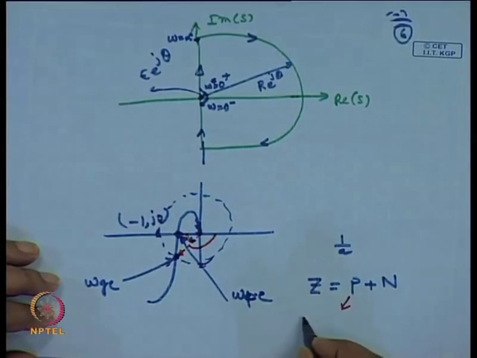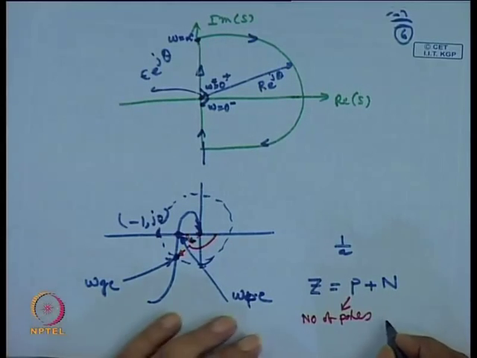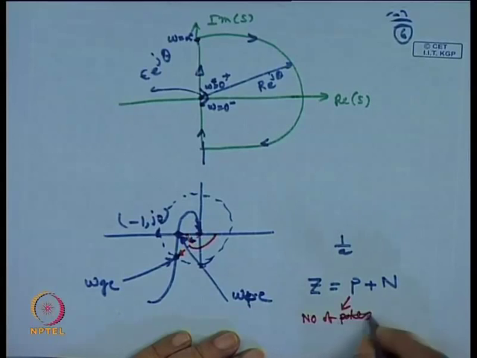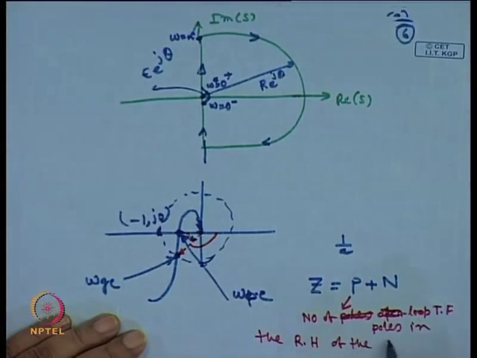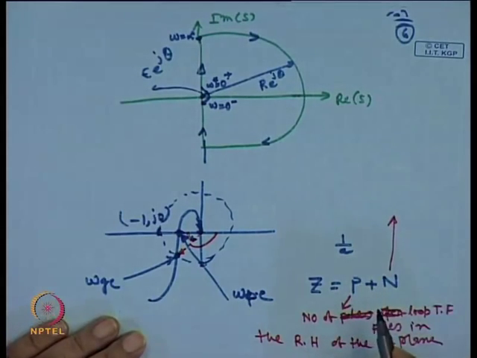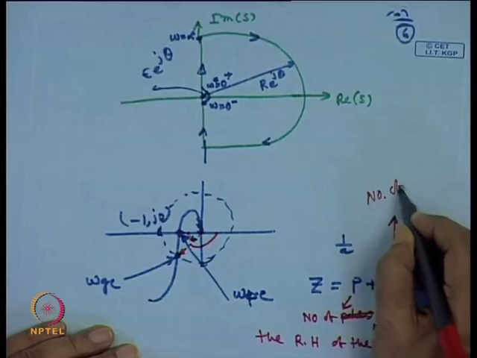This is, you can say, the number of open loop poles, rather loop transformation poles, agree, in the right half of the S plane, this is P, and this N is the number of encirclements.